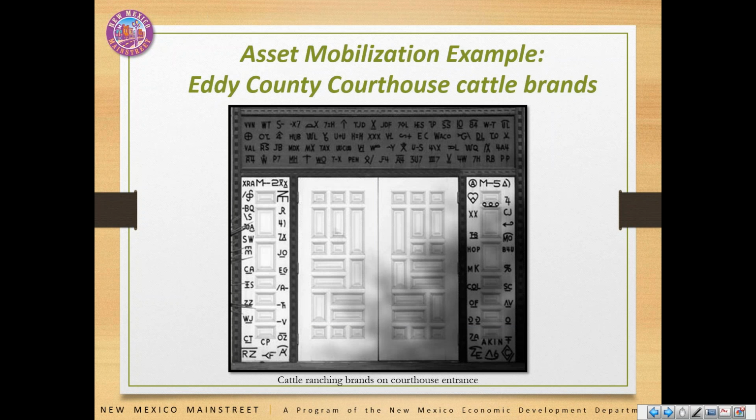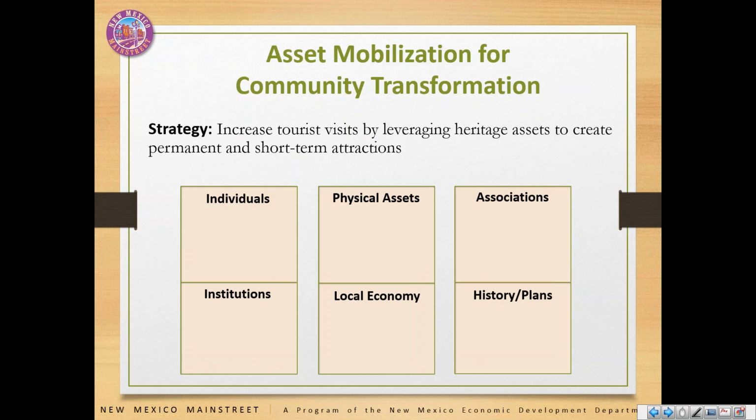So I want to provide an example of how you might develop a strategy using assets that you have, what sort of actions would develop from there, and then what outcomes you could see as a result. This is a photograph of the Eddy County Courthouse. It's one of the entrances to the building, and it features cattle brands from ranches, I guess you'd say, and ranching families from all over the region. And I believe this was done in the 30s or 40s when the store was built and these brands were added here.